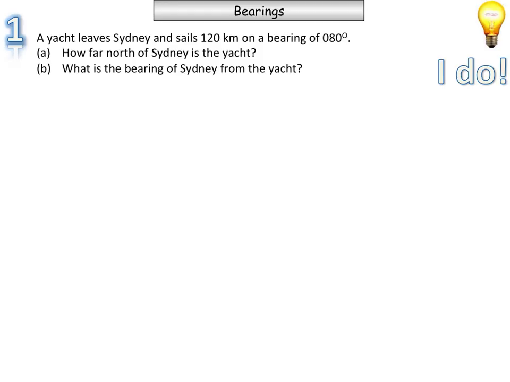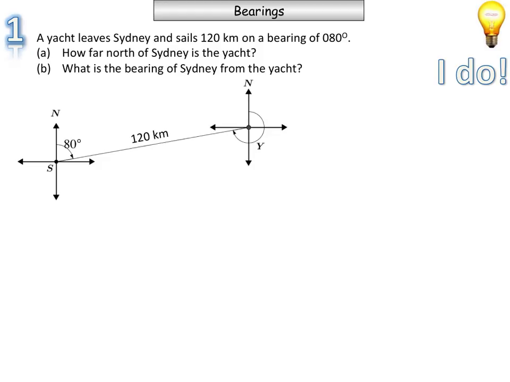Knowing a basic direction, 90 degrees is going straight east, so 80 degrees is just before going directly east. So S for Sydney, Y for yacht, we have an 80 degree angle, and that yacht travels for 120 kilometres. The first part is asking how far north of Sydney the yacht is, so how far up has it travelled? It's travelled 120 kilometres in total, but it's got a horizontal and a vertical part. So we're trying to find the vertical part in part A.